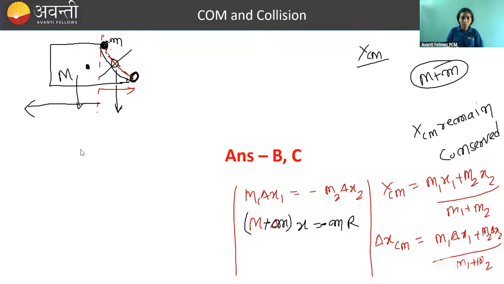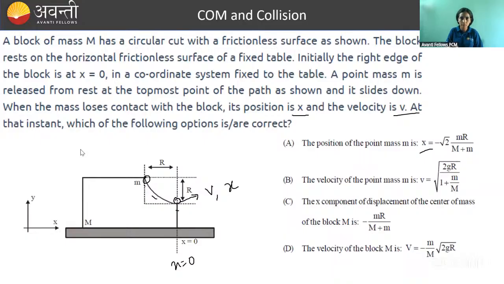The value of X we will be getting as small m r divided by M plus m. Is it correct? Option C will be correct. X component of displacement of center of mass of the block M is this much.